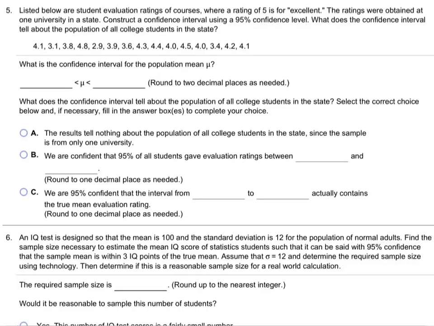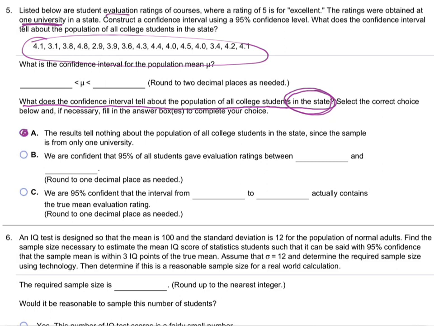All right. It's saying, basically, if you look here, I'll just give you a real quick fact. Basically, they're saying you survey a bunch of students, teacher evaluations at one university. All those evaluations, numbers, teacher evaluations, come from one university. So then down here they say, what does this confidence level tell us about the population of all college students in the state?